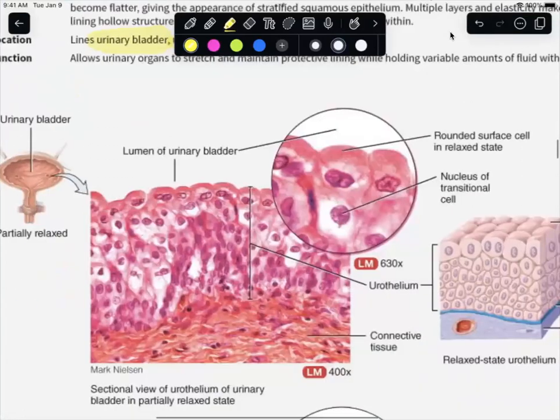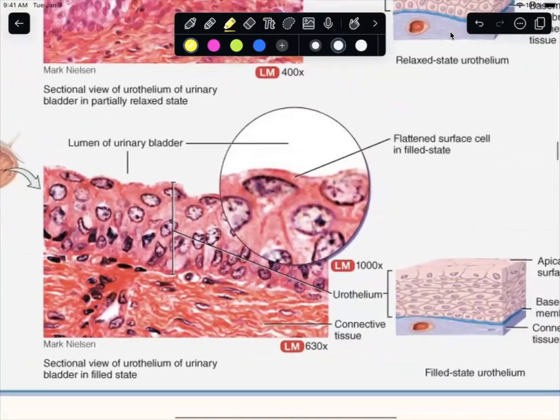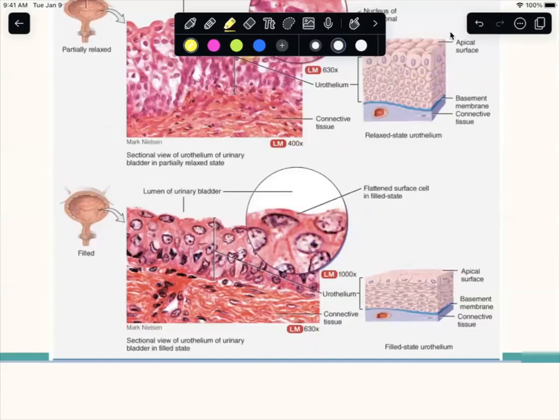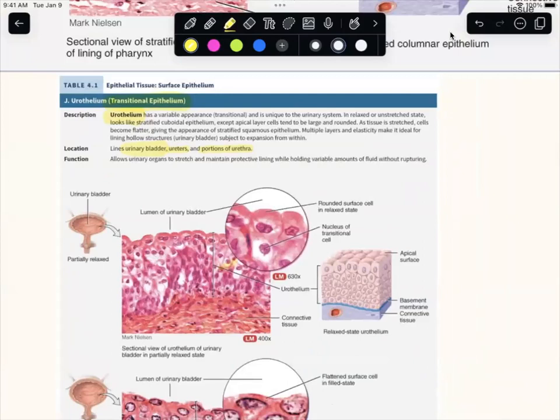So if we look at this picture, this is a relaxed picture. These tissues are not stretched out at all. Now we can stretch them. It shows how these tissues flatten out. They change shape as that bladder fills. That's what makes this urothelium or transitional epithelium special. It's the only type of epithelial cells that can stretch. Other types of epithelial cells don't stretch so well.